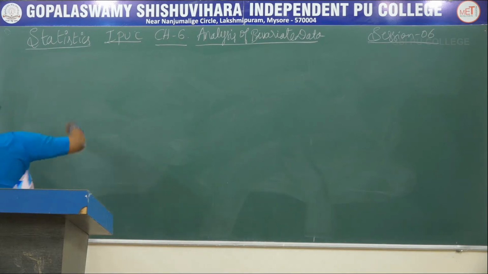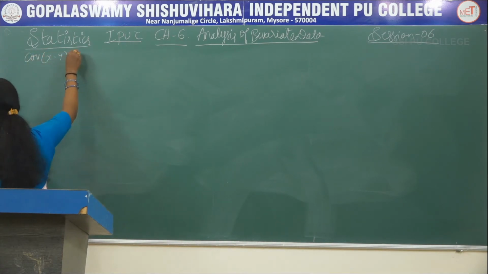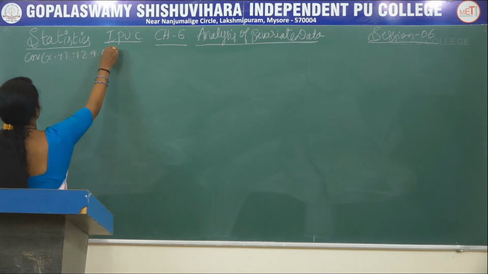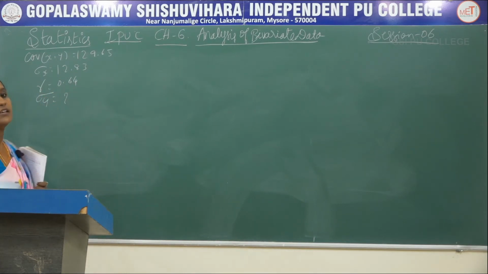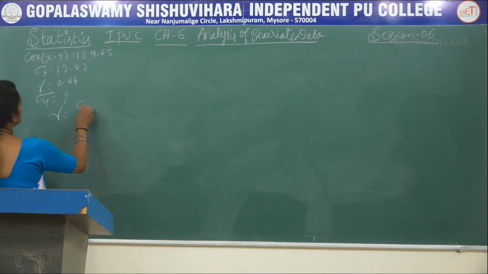If covariance of x comma y is equal to 129.65, sigma x is equal to 12.83, r is equal to 0.64, find the sigma y value. We have to calculate the standard deviation of y here. So I'll first write down the relations.